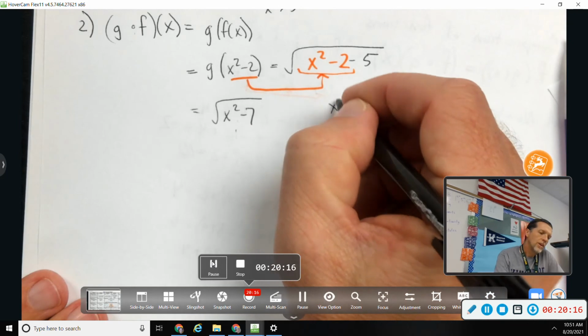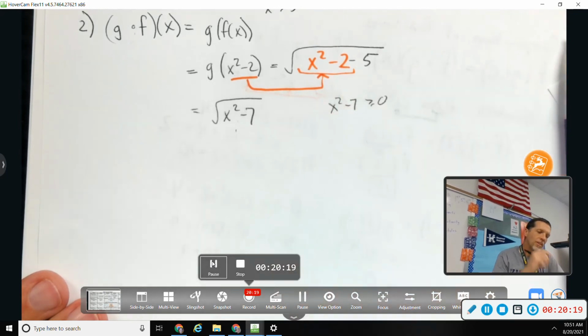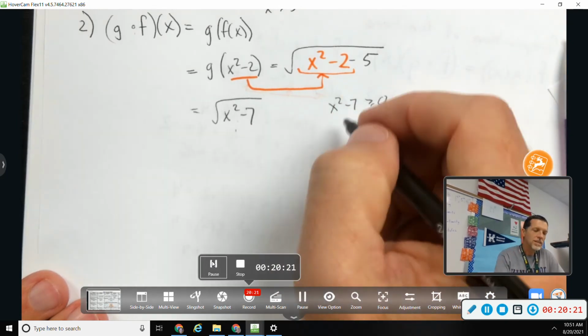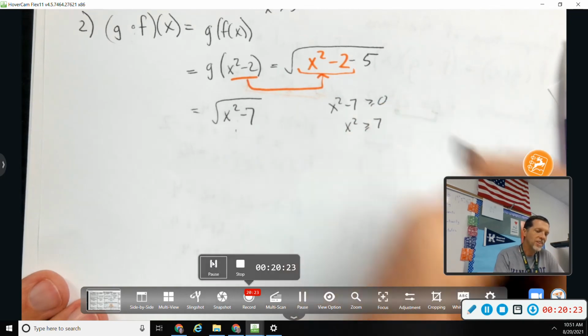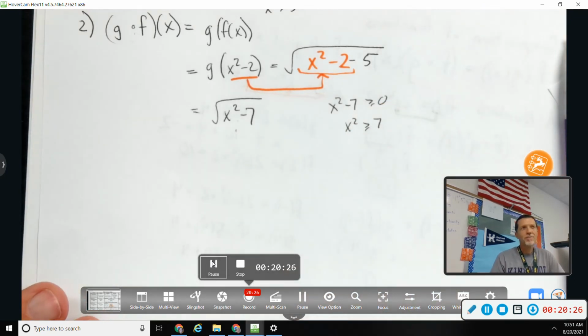Well, because x squared minus 7 would have to be greater than or equal to 0, which means x squared has to be greater than or equal to 7. It's a little bit. I'll stop there.